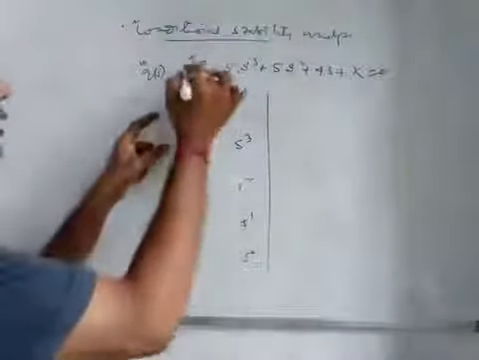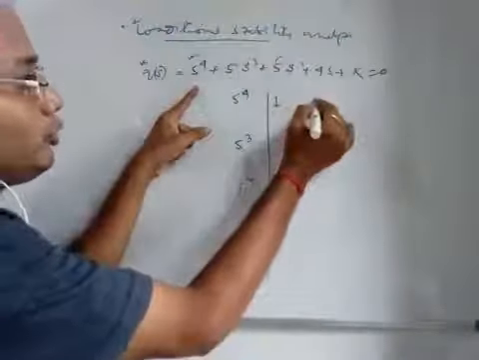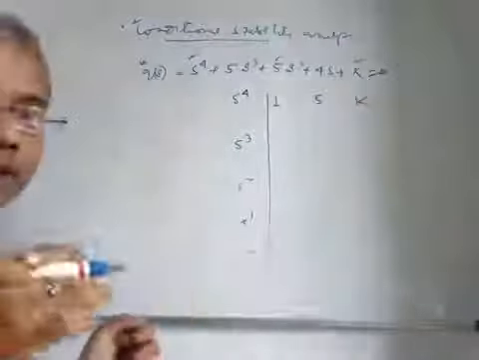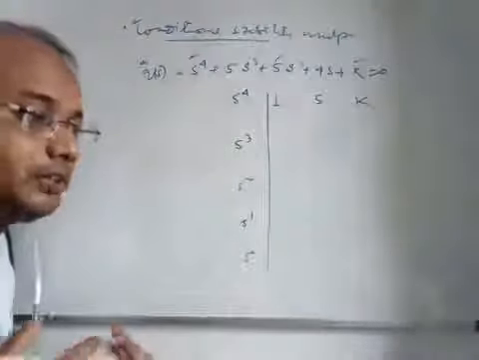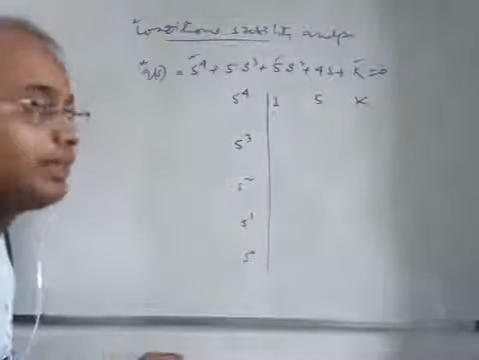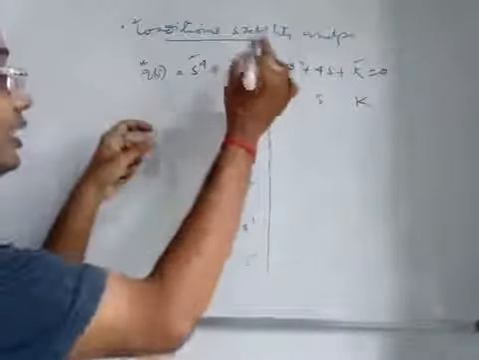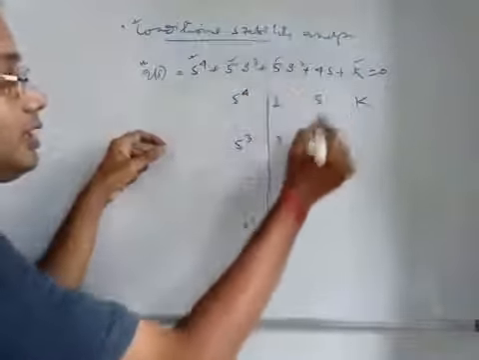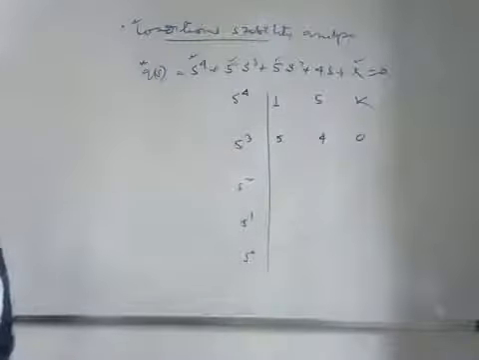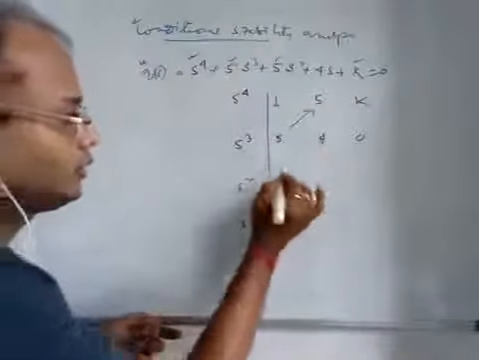See, s to the power 4, this is 1. Next s to the power 2, 5. Next s to the power 0, here write just K, because K is some constant. It may have a positive value, it may be 0, it may be a negative value, whatever it may be, it is just K. So considering this K, next this is 5, this is 4, and this is 0. So 1, 5, K; 5, 4, 0, and I just do the formulations.